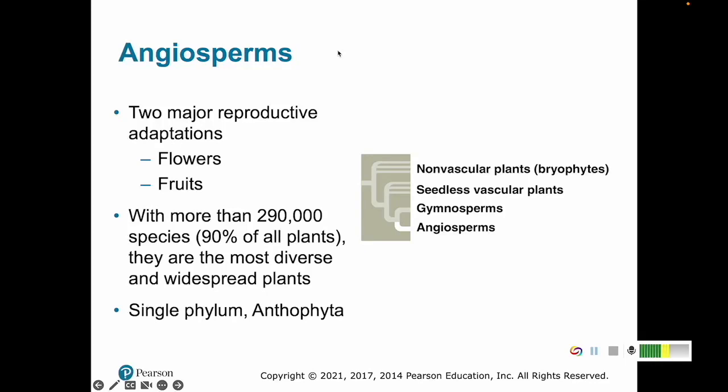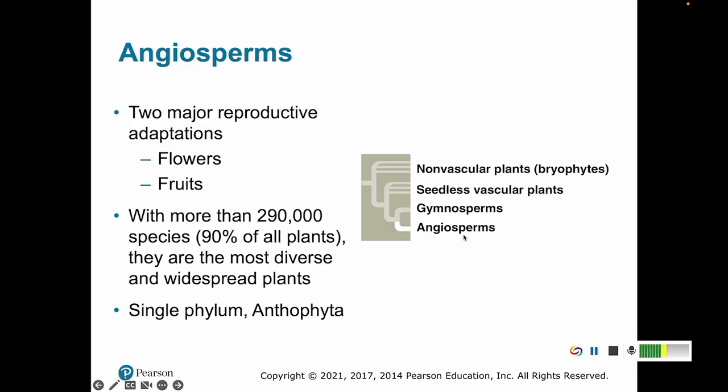Hello, biologists. So we are making our way through the plant kingdom. We went through our bryophytes, through our seedless vascular plants, then we got into our seed plants. We've discussed our gymnosperms, and now we're into our angiosperms.